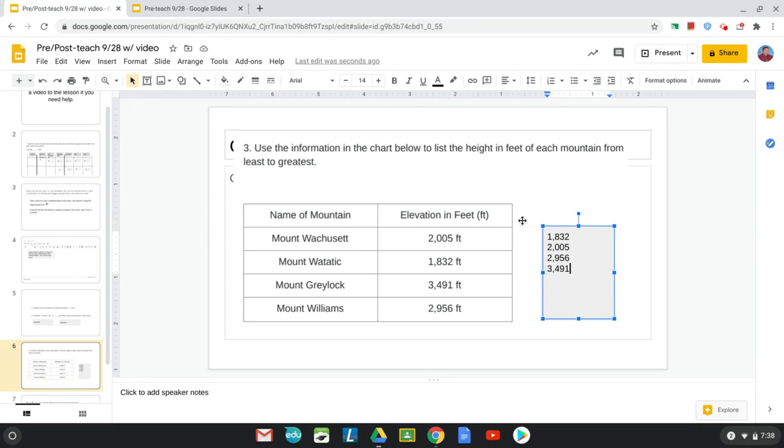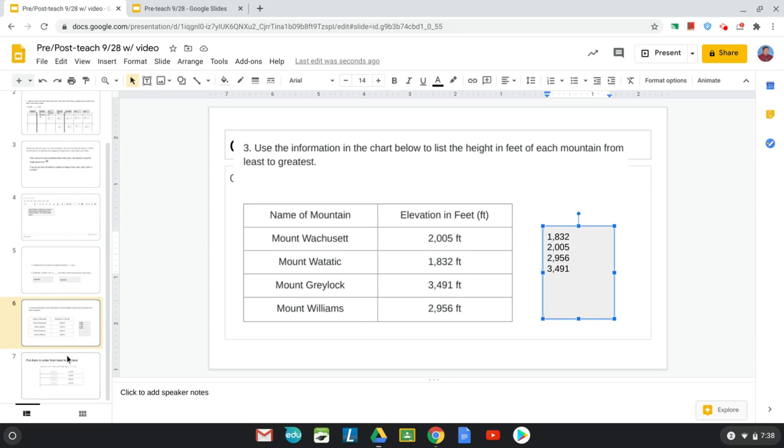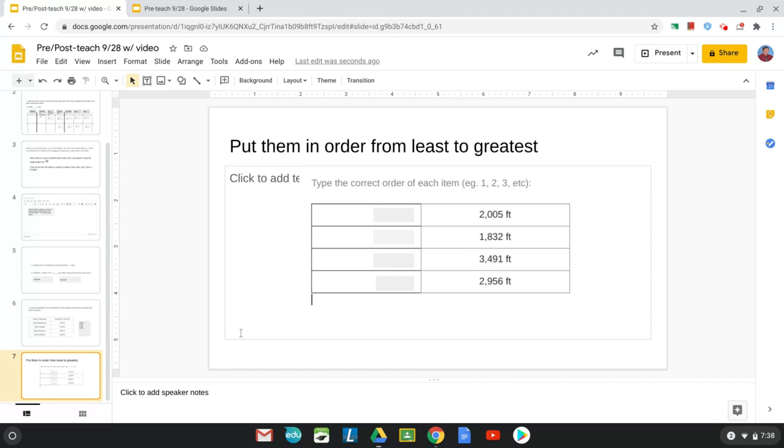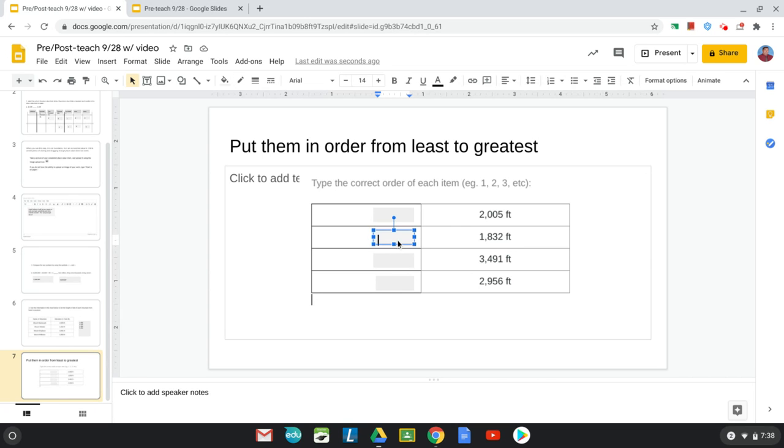Again, I'm starting with the smallest one, which on my chart was Mount Watatic, and I'm working my way up to the biggest one, which on my chart was Mount Greylock. And then you're basically going to do the same thing with those numbers. You're just going to put them in order, again, from least to greatest. Remember, this one was number 1, this one was number 2, this one was number 3, and this one was number 4. Again, I changed the numbers around, I changed the order around of which one was where.